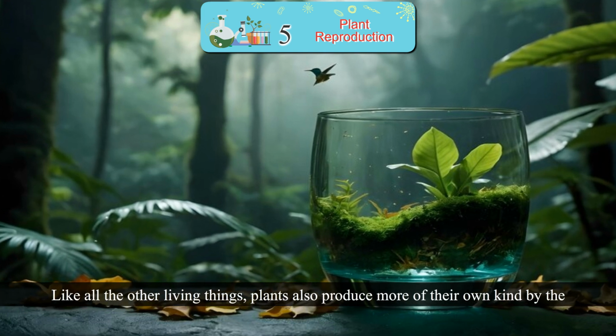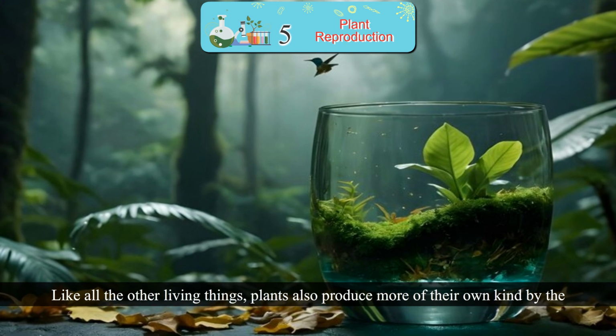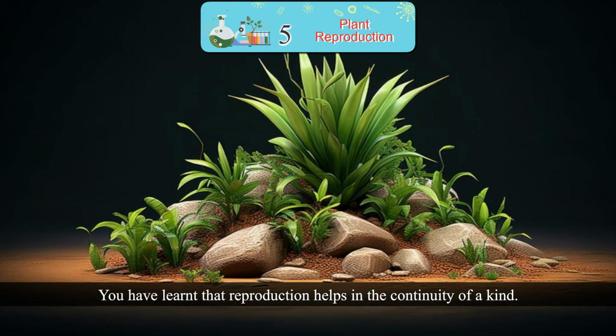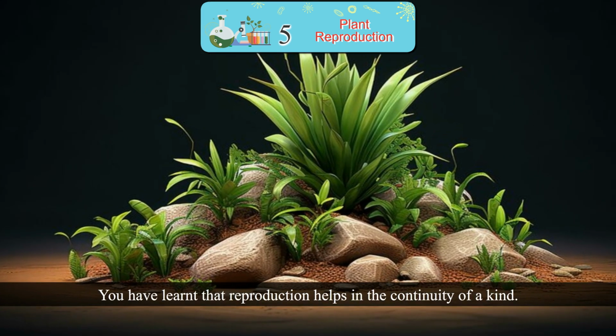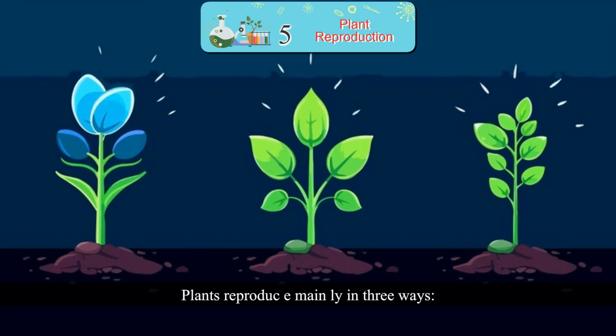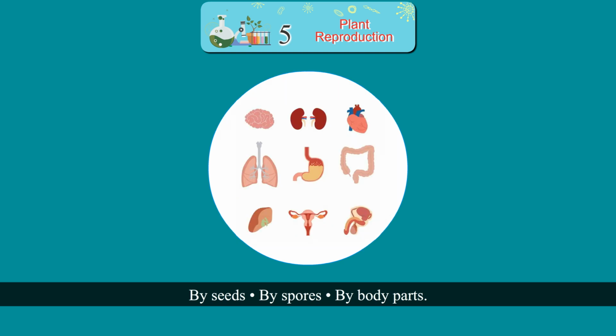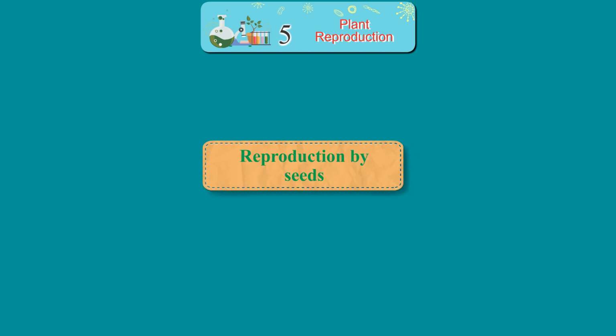Like all other living things, plants also produce more of their own kind by the process of reproduction. You have learned that reproduction helps in the continuity of a kind. Plants reproduce mainly in three ways: by seeds, by spores, by body parts.